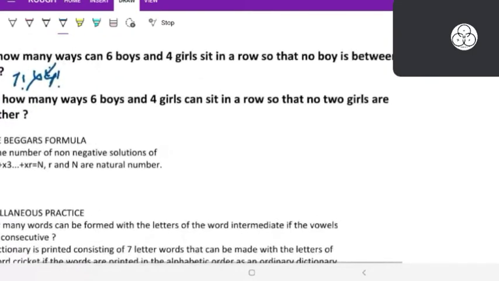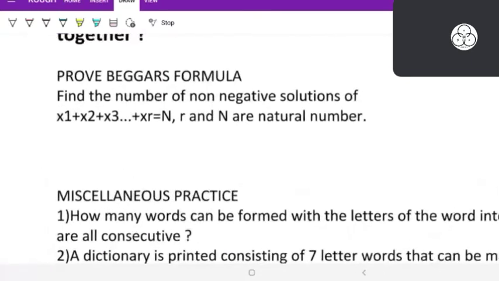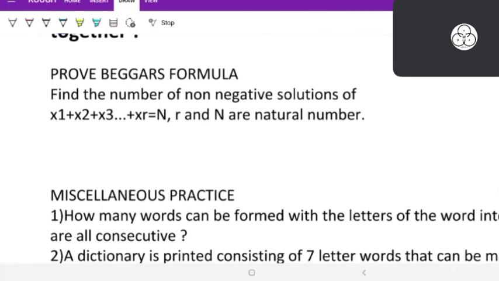Let's move forward. Prove Beger's formula. We have already discussed Beger's formula. And why are we discussing the proof of Beger's formula? Because I got to know from some students that they are having doubts in the proof of this formula using the binary sequencing method. They're simply not understanding.